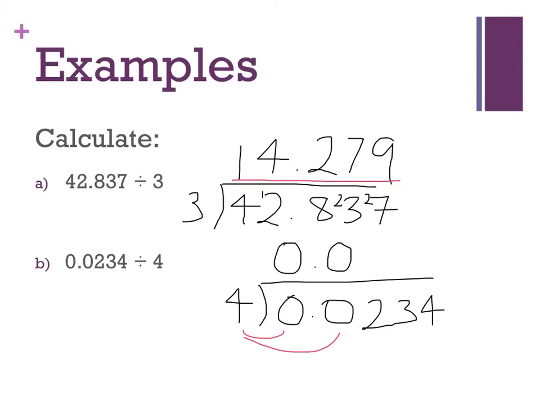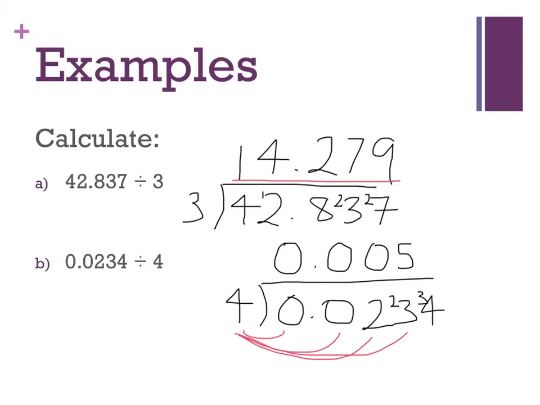0 times. I'm showing you exactly what I'm doing this time. 4 into 2. 4 does not go into 2 as a whole number because 2 is less than 4. So 0, and then I carry that 2. So that next number now becomes 23. So 4 into 23 goes 5 times with a remainder of 3.